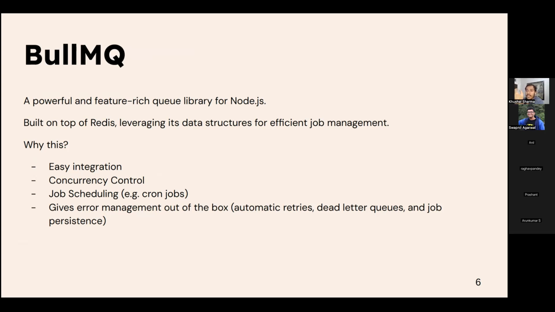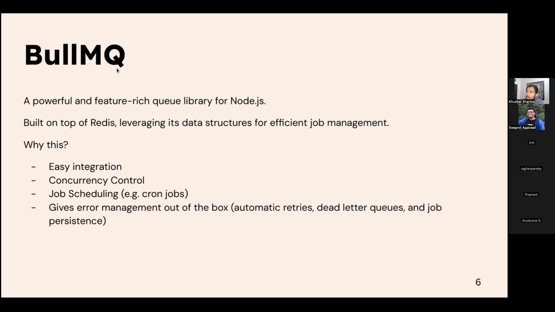So it is very fast to access, as well as leveraging the data state for efficient job management. Basically, we can use BullMQ to access the APIs of Redis and we can process the data faster, right? And we can use this the same as a database as well, right?